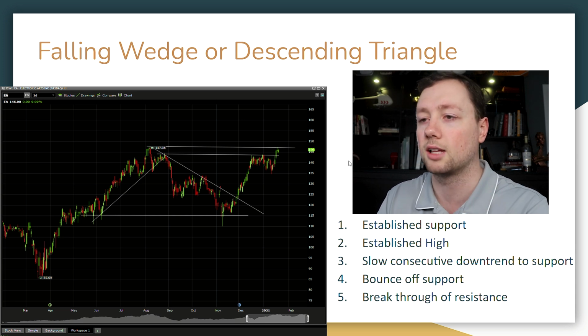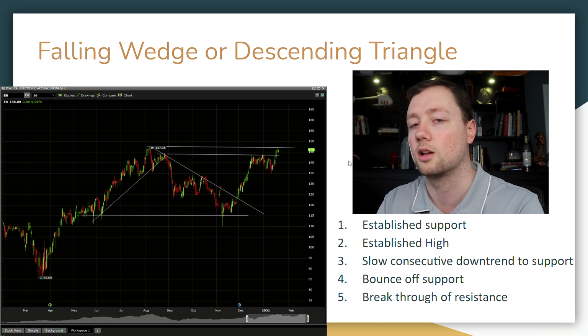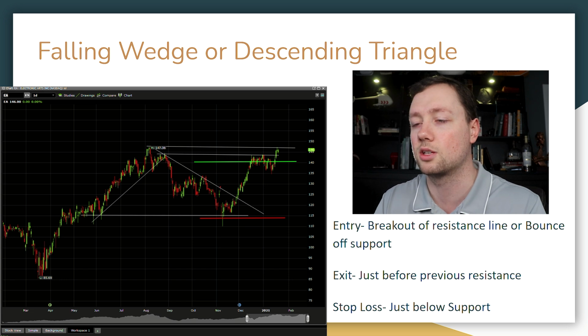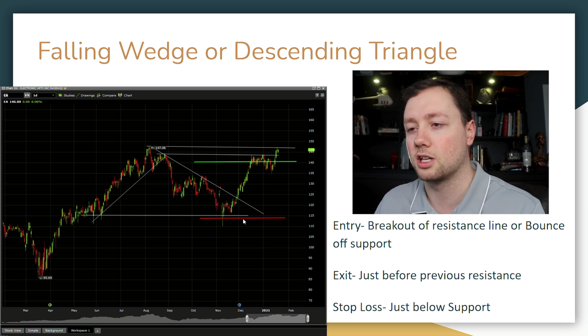Now, if we were looking at this trade and saying, okay, we are going to get into it, where would you put your stop loss and where would you take your profit? Well, this is where I would put it. So the red line here, this is going to be my stop loss. I am putting it directly underneath support.